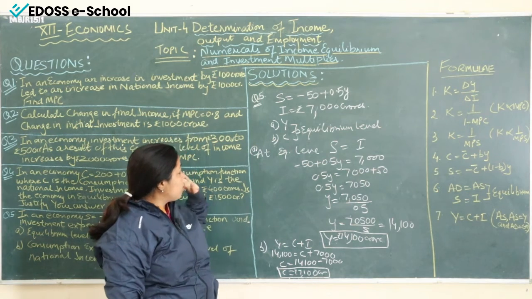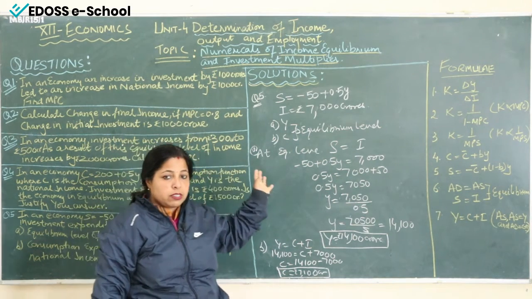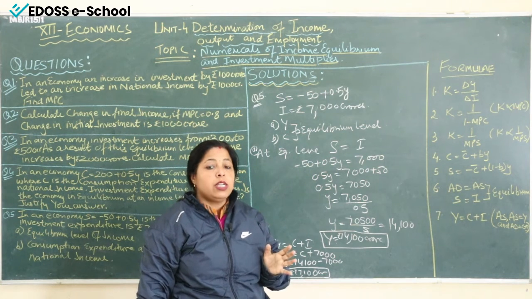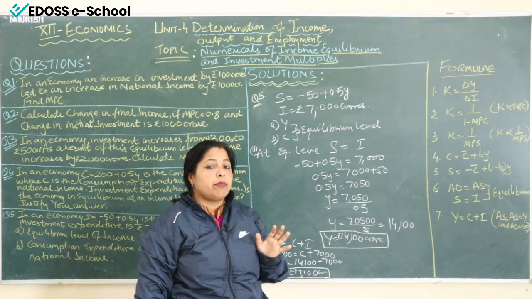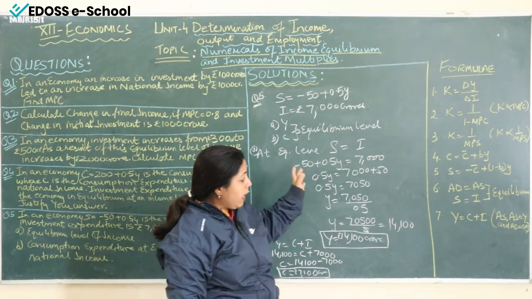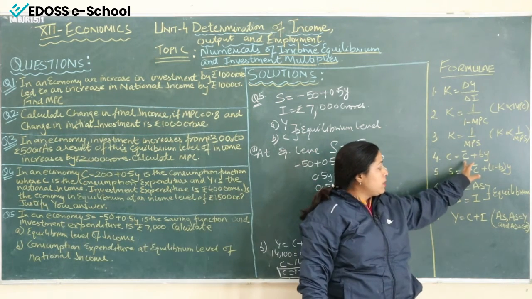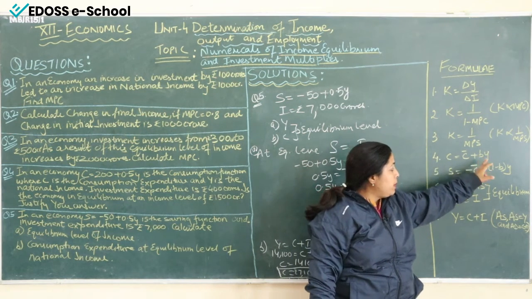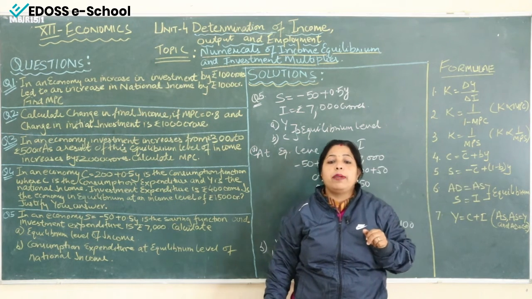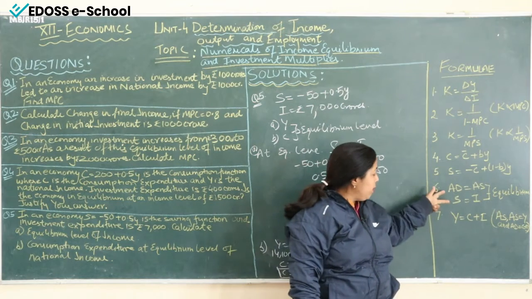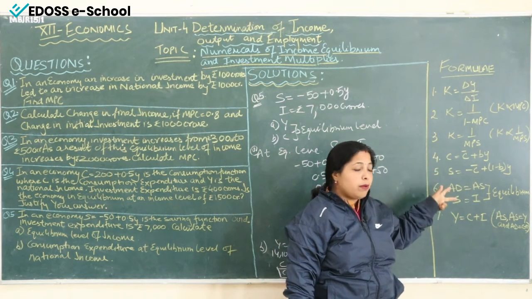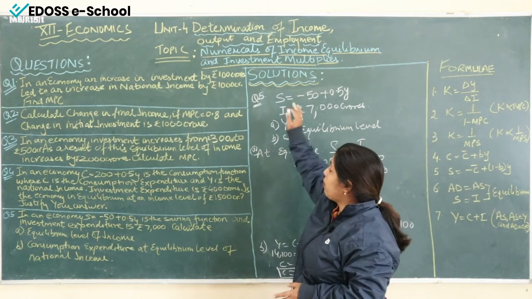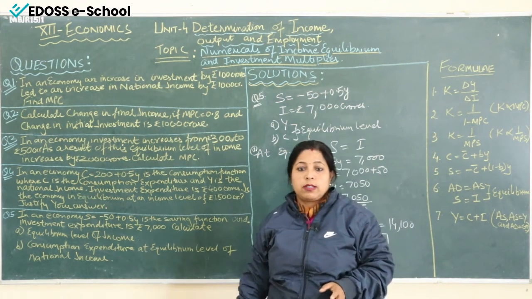I hope you have understood all these numericals. You have to keep the formulas in mind. Along with that, you have to keep certain more points in mind: autonomous consumption and autonomous savings are at 0 level of income. B is MPC, 1 minus B is MPS. And for the equilibrium level, you have to check it out, and always remember the AD-AS approach and the S equal to I approach, and how to make use of them in these formulas.